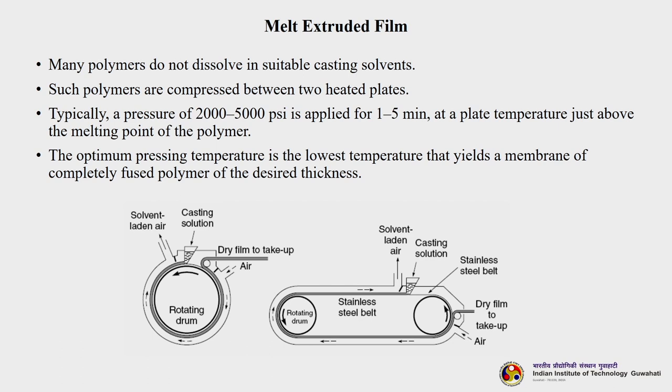At a plate temperature just above the melting point of the polymer. Now, many times the polymers which I want to use for this non-porous membrane preparation are available in the form of small beads, then we need to decrease the particle size. So, we can go for some pressing or grinding to decrease the particle size, okay. Then we can put it under the blades.